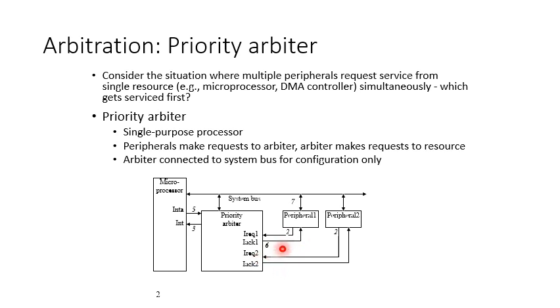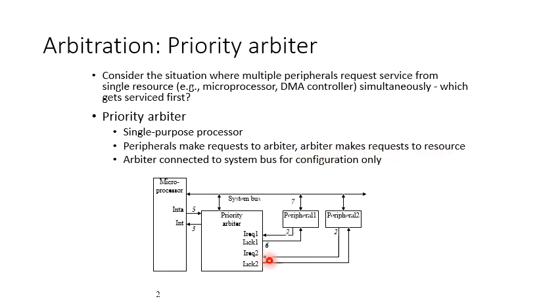These are basically the cycles: in the first cycle the request will be initiated, in the second the request signal will go, in the third the priority arbiter will interrupt. You can see here the interrupt. In the fifth we have the acknowledgement signal, in the sixth the service will be provided, and in the seventh we can have data on the data bus or system bus. So the peripheral makes a request to the arbiter, and the arbiter makes a request to the resource.